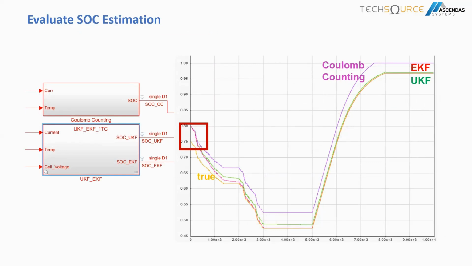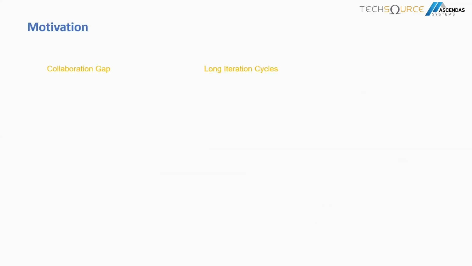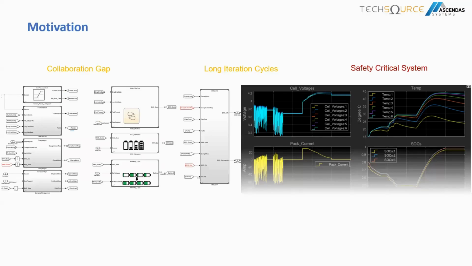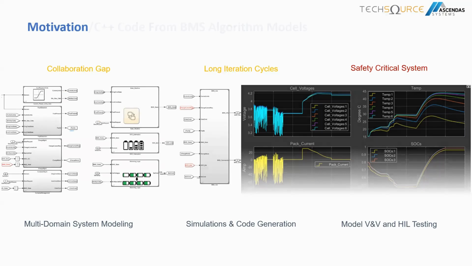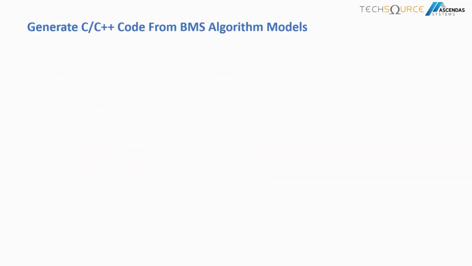This is an example of an evaluation of state of charge estimation using Coulomb counting, unscented Kalman filter or extended Kalman filter. There's a comparison in this case, so it depends on what algorithm you want to use for your applications. The motivation here is to develop it in just one system, in just one IDE, in this case, Simulink applications.